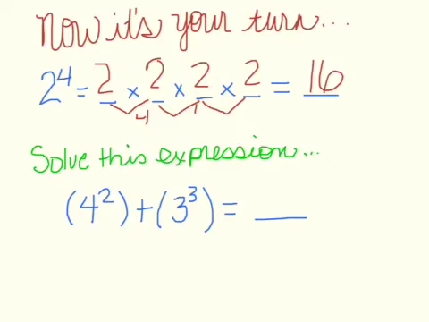In the second, in the expression, 4 squared is 4 times 4 plus 3 cubed, which is 3 times 3 times 3. 4 times 4 is 16, plus 3 times 3 is 9, times 3 is 27. And 16 plus 27 is 43.